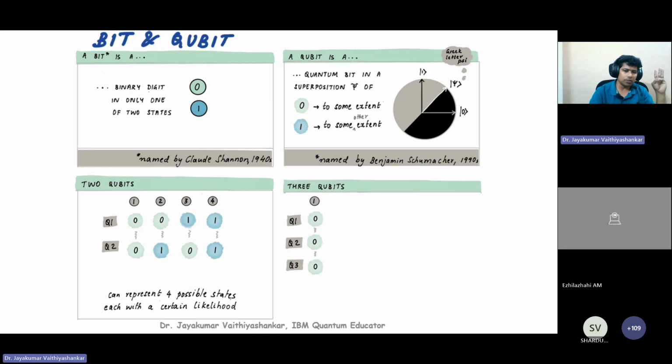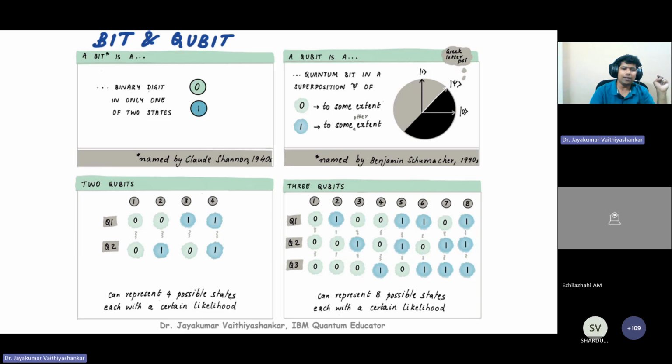Imagine if you have 3 qubits, 3 quantum bits, 3 electrons or 3 photons. It means you can represent 8 combinations simultaneously. Not only representing, you can do computation also. So this is the beauty of quantum, right?